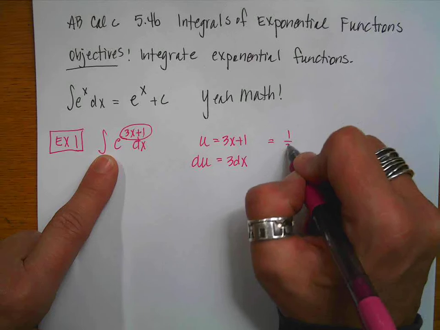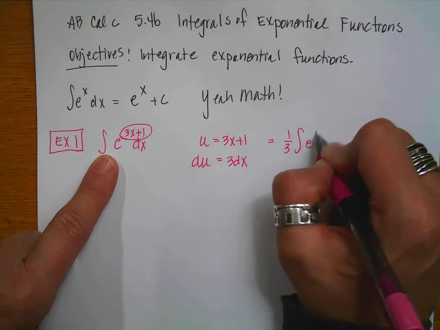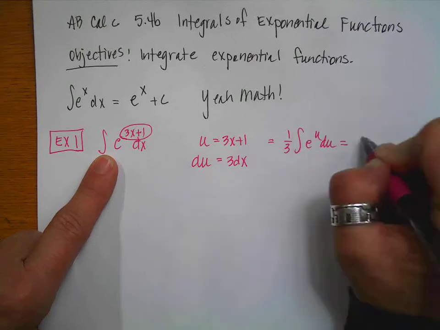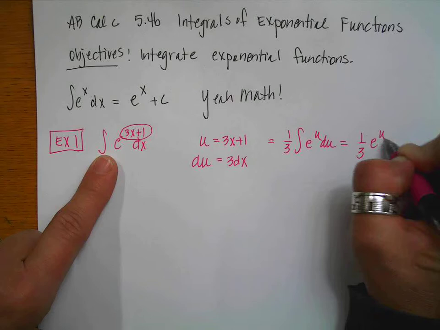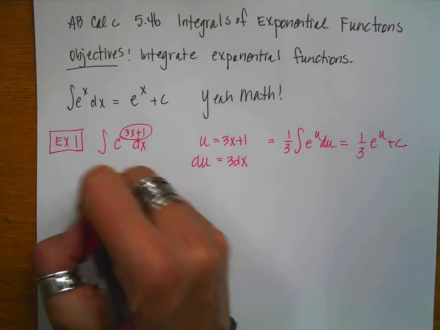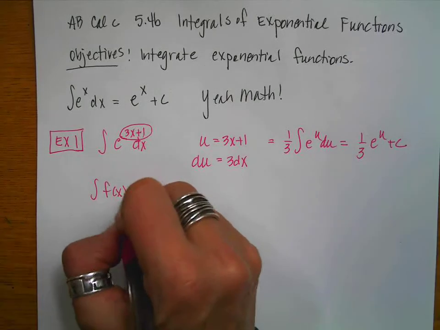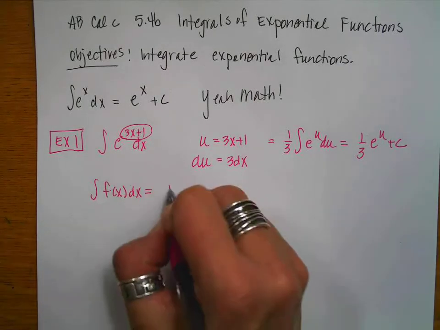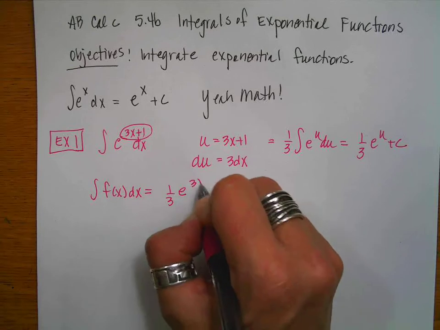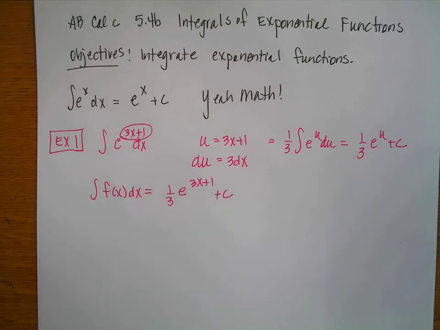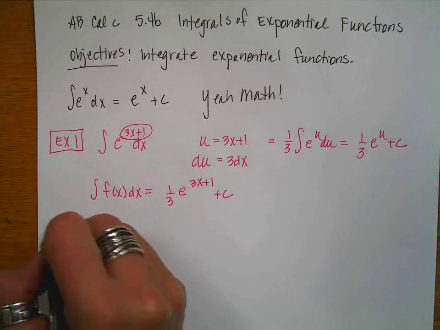So my integral is going to become 1/3 the integral of e to the u du, which is just 1/3 e to the u plus C. So my integral of f of x dx is going to equal 1/3 e to the 3x plus 1 plus C. Pretty doggone straightforward. Woohoo!